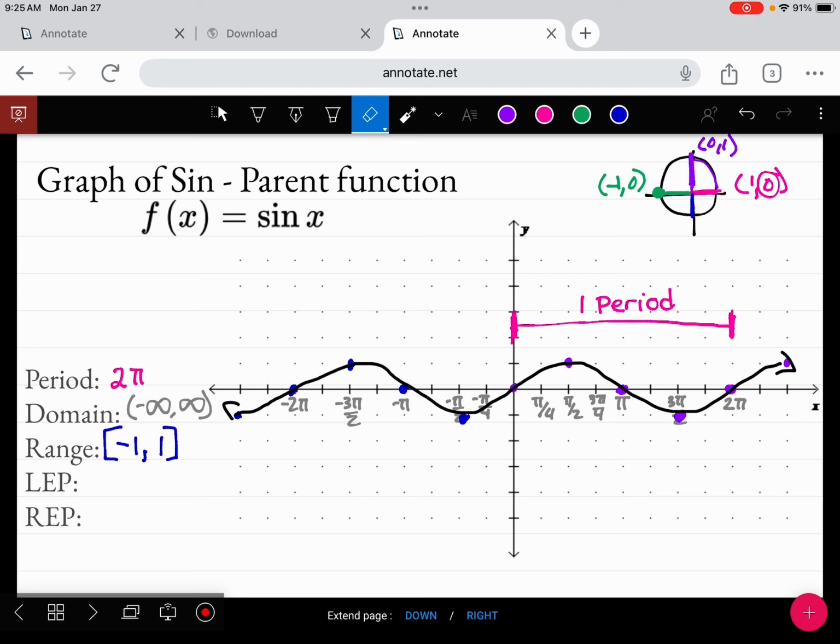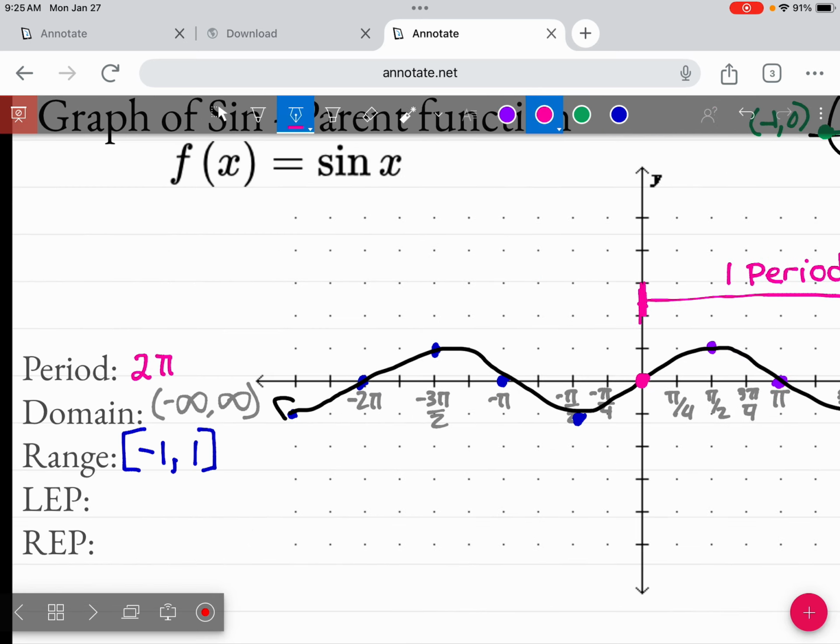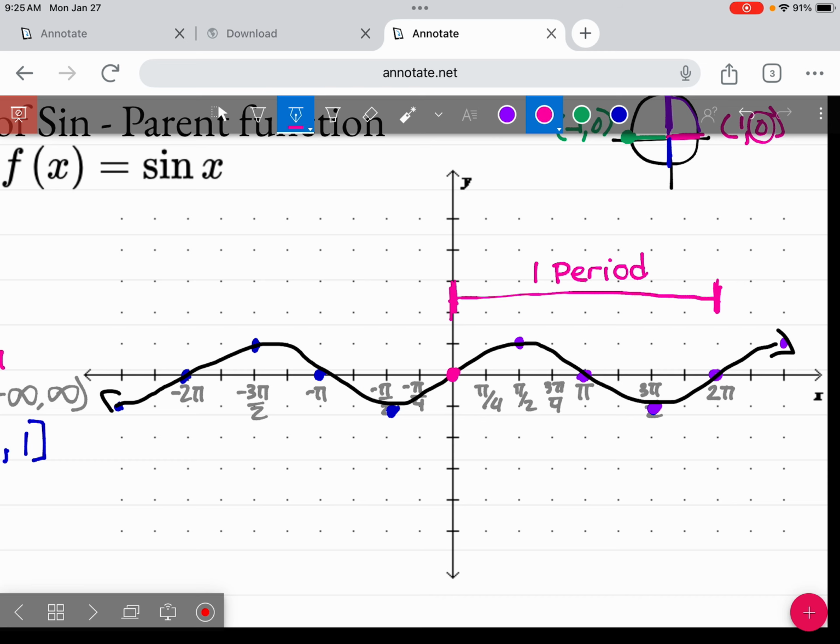So when we're looking at this LEP and REP, we're going to use that when we're talking about transformations, because we're going to have to transform these things. What they are is where we're starting. The first point we ever did on here was 0, so our left endpoint is 0. Our right endpoint is the end of the period, so in this case, it's 2 pi.